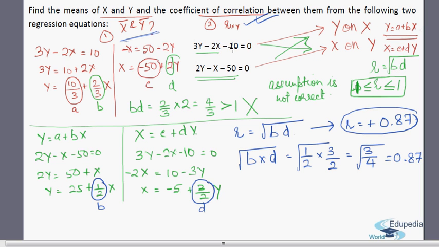We know that the regression equations are valid at the averages also. Therefore, just by solving these two equations, you will get the values of x and y, that is the average value of x and y. So let's do that here. You have 3y minus 2x minus 10 equals 0, and the other equation is 2y minus x minus 50 equals 0. You have the first and the second equation. Solving for x, let's multiply the second equation by 2.